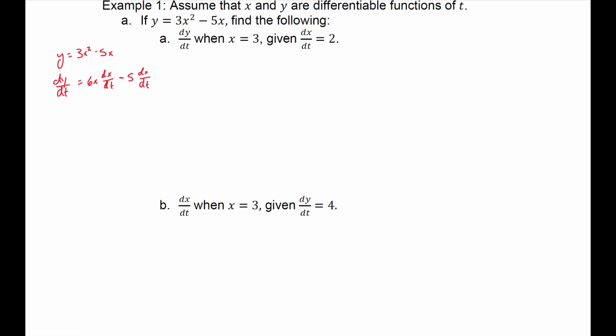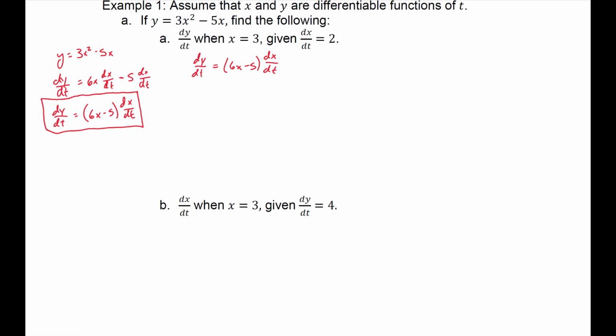All right, so now let's clean this up a little bit. dy/dt is equal to the quantity 6x minus 5 times dx/dt. All I did there was factor out my dx/dt. We're going to need this for this one and also for the next one, part B. For part A, we want to know dy/dt whenever x is 3, given that dx/dt is 2. So we know dy/dt is equal to (6x minus 5) dx/dt. Now we just substitute in all of our knowns.